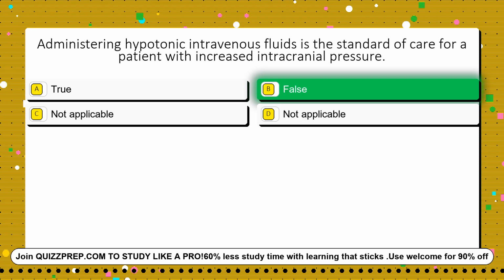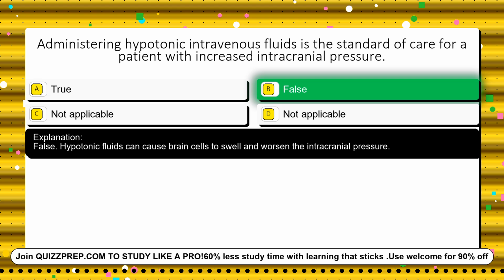The correct answer is option B, false. False. Hypotonic fluids can cause brain cells to swell and worsen the intracranial pressure.